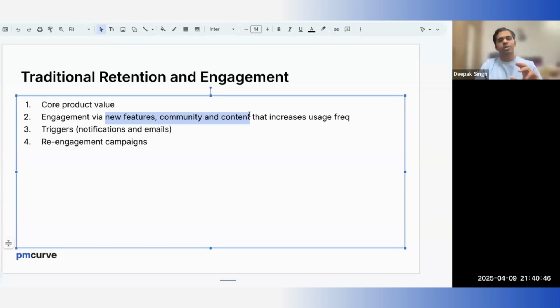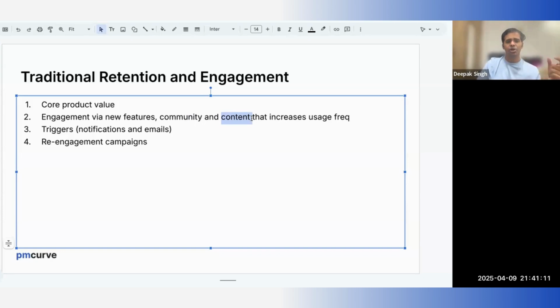Now, if you want to increase engagement and retention, another way to do it is to introduce features which increase your overall natural frequency of usage. Add community so that people are coming and checking different things, or add content so that people are coming and consuming content. You can do it via any of these things, but the idea is to increase the usage frequency.